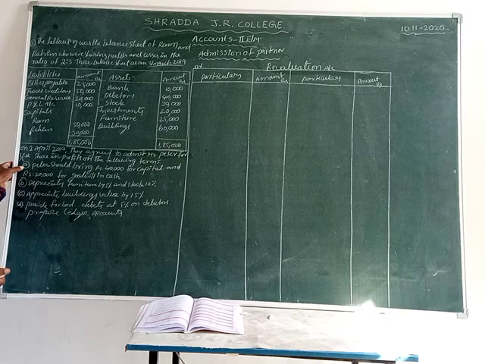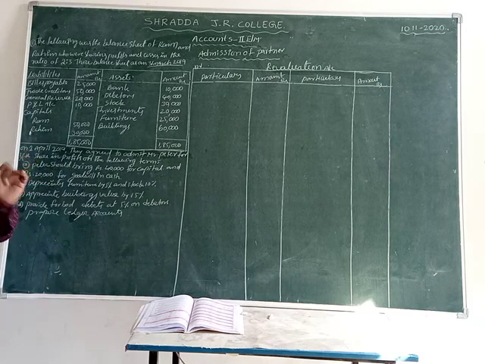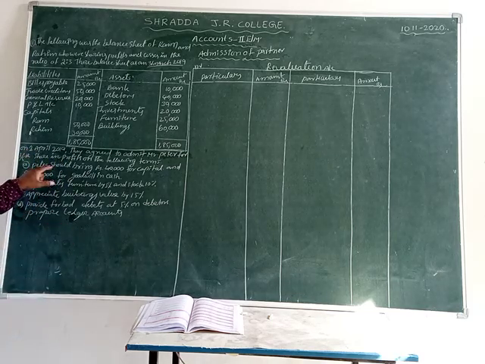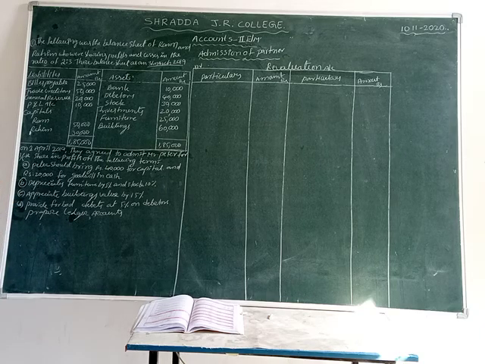Peter should bring 40,000 and 20,000, and we record these in the cash or bank account. Why? Because at this time cash comes into the business. That's why we first record it in the cash or bank account. Leave it there.